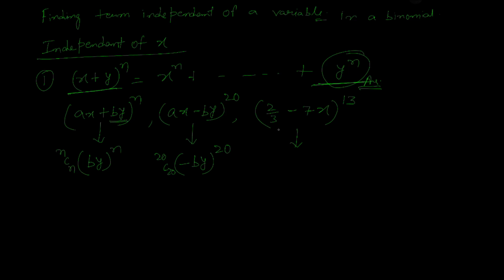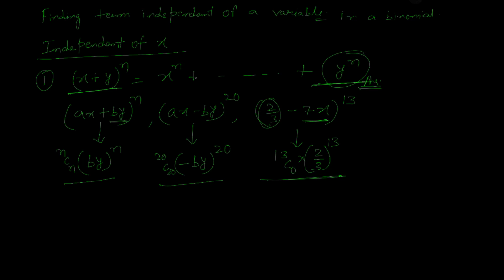In this, the first term will be the term independent of x. Can you see 7x? x is present in the second part. So when you expand, this becomes the first part, this becomes the second part. So here this is 2/3. So only the first term, 13C0 into (2/3)^13. Only this will be the term independent of x because the next term will have x to the power 1. So these are the terms independent of x in these situations.